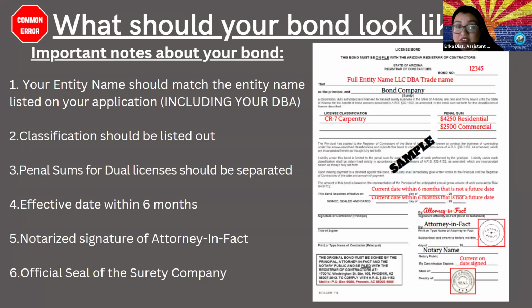This is where a lot of applications do get hung up, because either the penal sums are together, or we are missing a DBA. These are very, very important items. And we do, again, want to reduce the amount of deficiencies we receive with those. So this example is best to look into when you are getting your bond. We do also have a couple other examples on our website to utilize to make sure your bond will not hang up your application process.